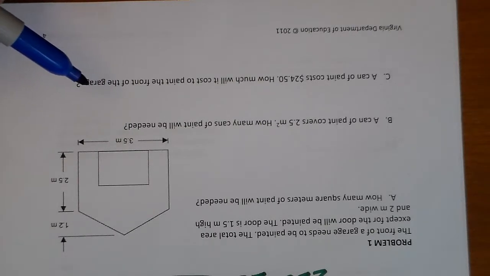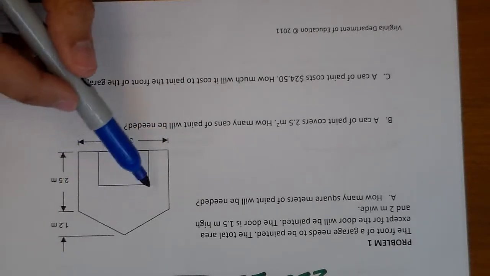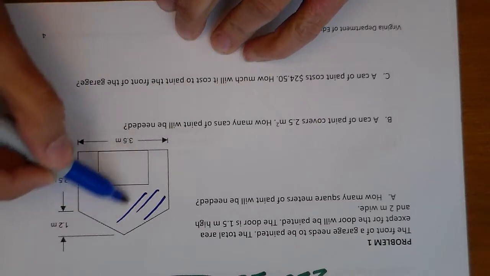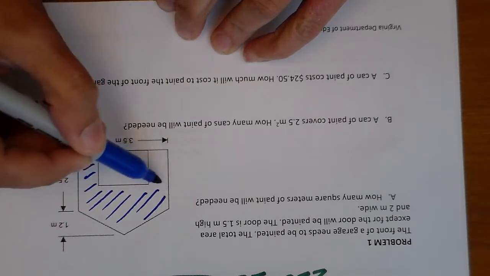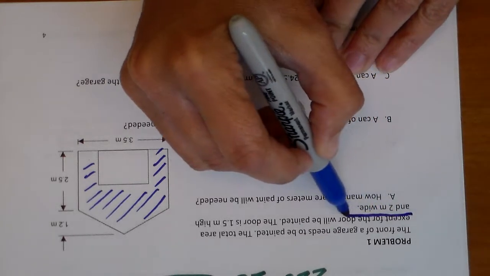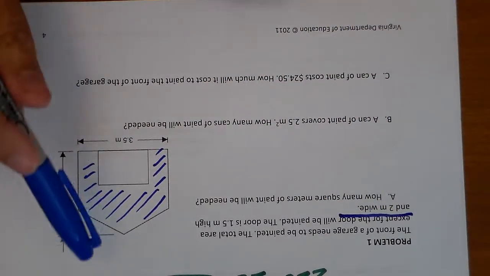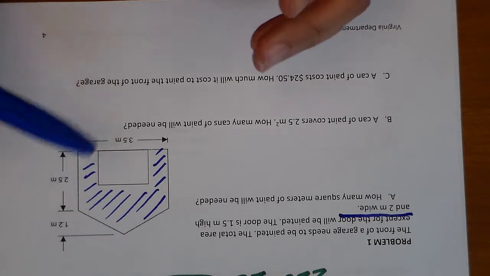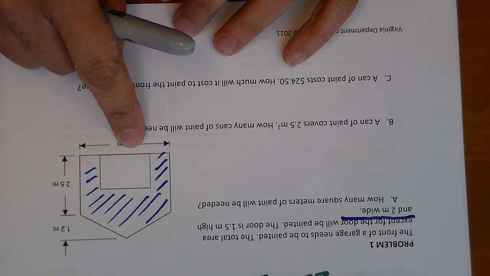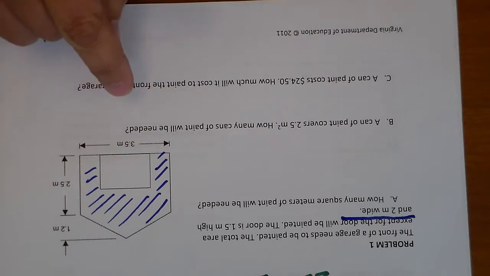Okay, so we're looking at the door. We're going to paint the entire front of the garage. So all of this area here is going to be painted, but we're not going to paint the door. It says except for the door. So what we're going to have to do is figure out how to find the area of the entire figure. The area of the door will be simple because it's rectangular, okay? So how many square meters of paint are we going to need?